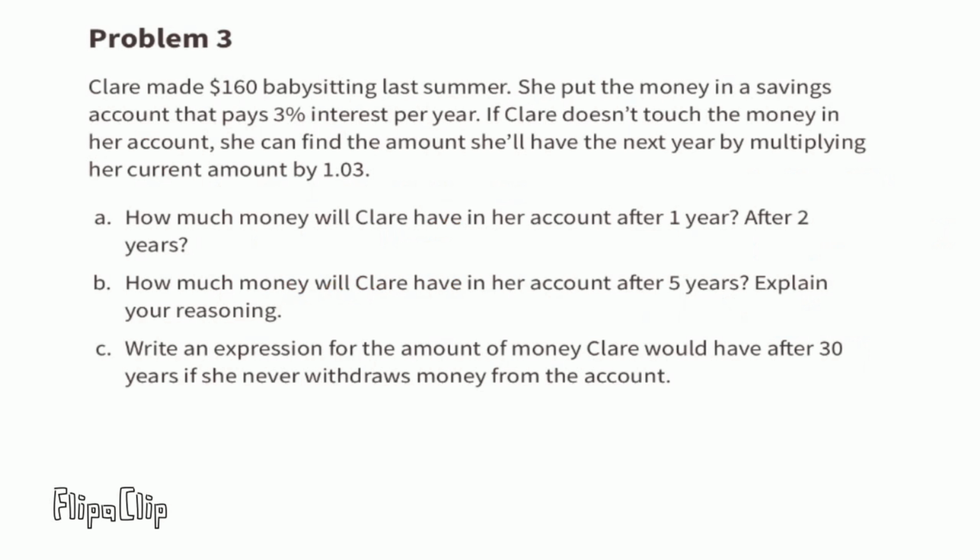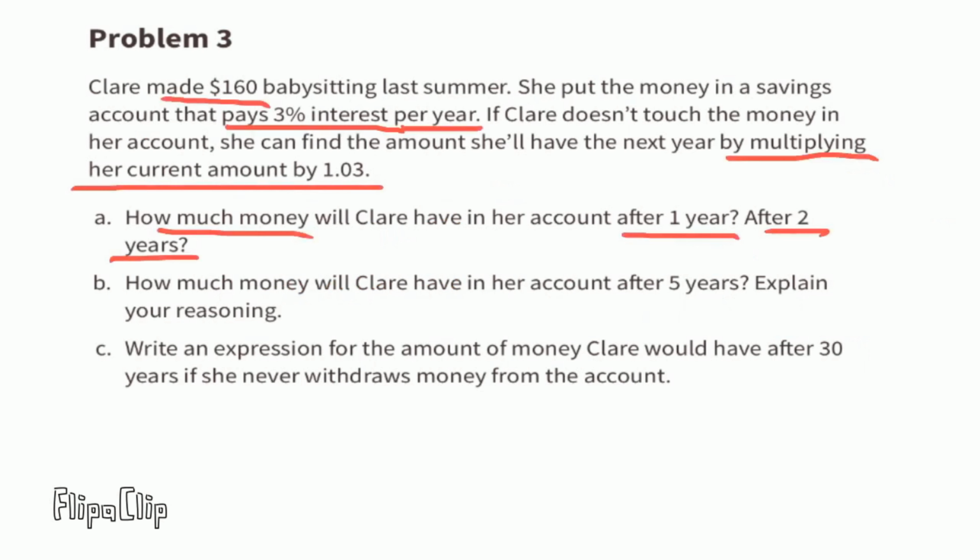Problem number 3. Claire made $160 babysitting last summer. She put the money in a savings account that pays 3% interest per year. If Claire doesn't touch the money in her account, she can find the amount she'll have the next year by multiplying her current amount by 1.03.